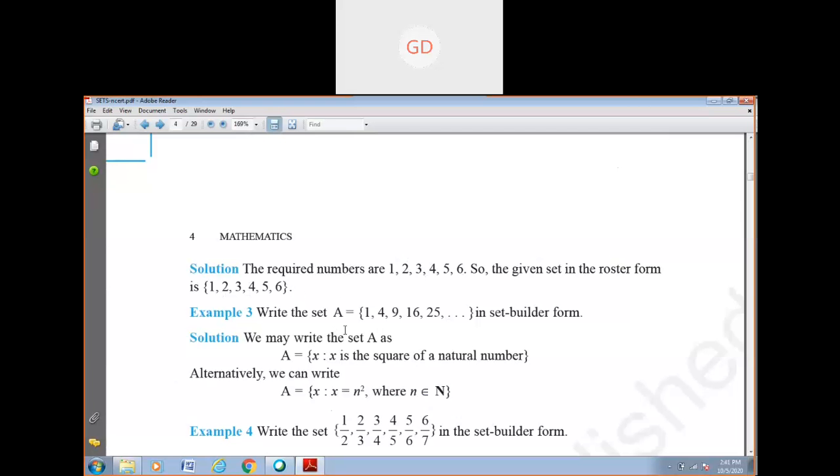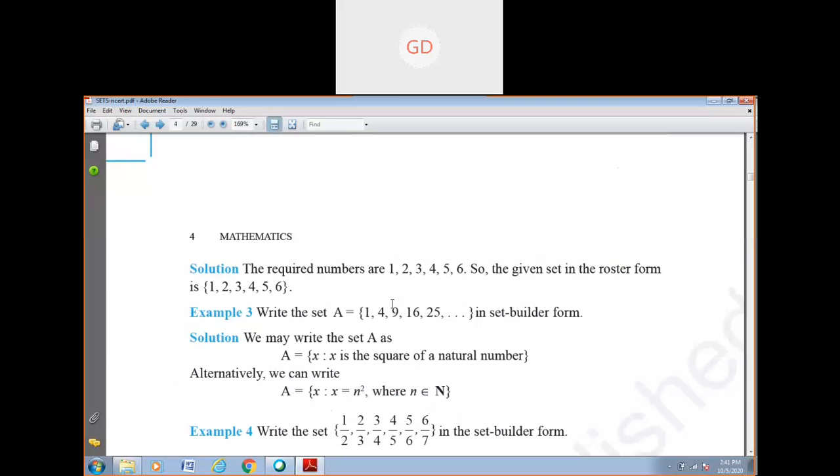In the next example, observe example 3. A is equal to 1, 4, 9, 16, 25, ... that is, so on up to infinity. This is definitely in roster or tabular form, as all the elements are written within second brackets using commas. We need to express it in set builder form. How do we express this set in set builder form?